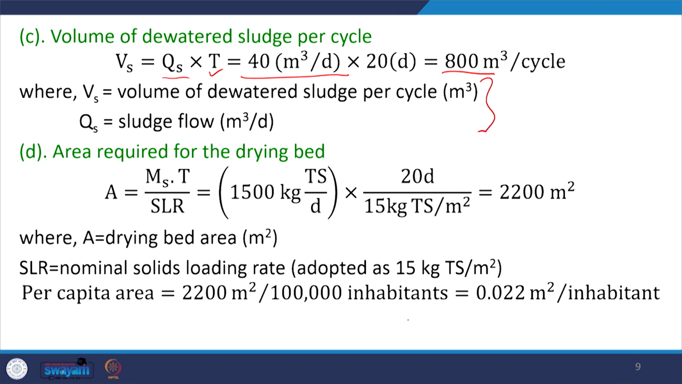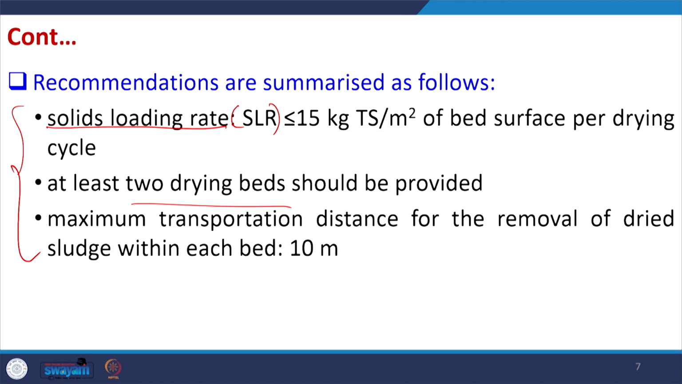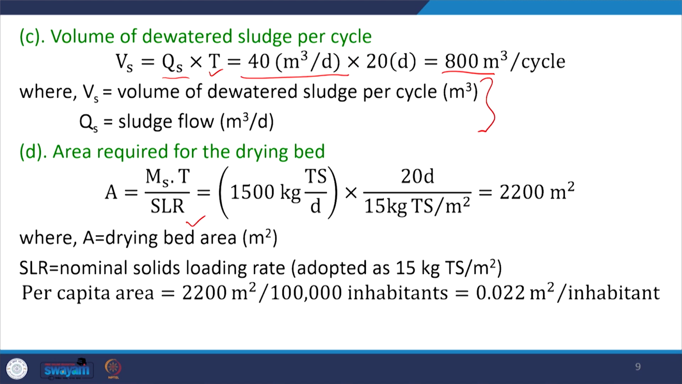Now, the area which is required for the drying bed can be calculated based upon this. So, the SLR, remember the criteria is that we have to keep the sludge solid loading rate at less than 15 kg TS per meter square of the bed. So, based upon this data, the area required for the drying bed can be calculated from this. What we do is that we multiply the total Ms, Ms means what is the total kg of TS per day that we have to handle.